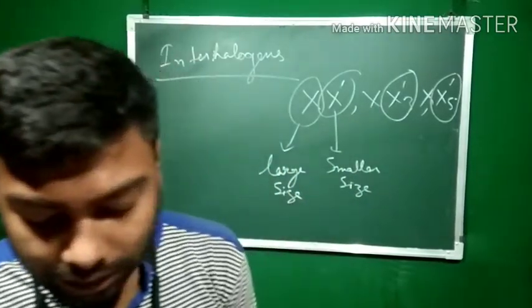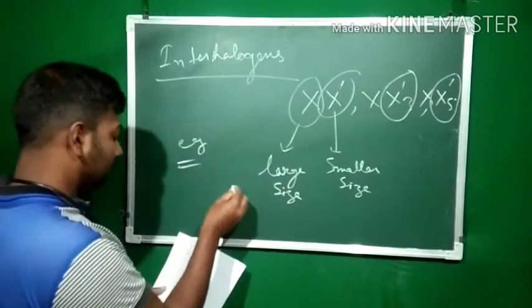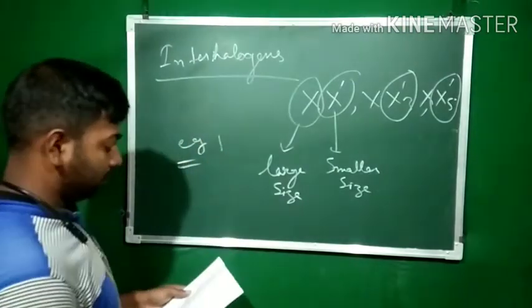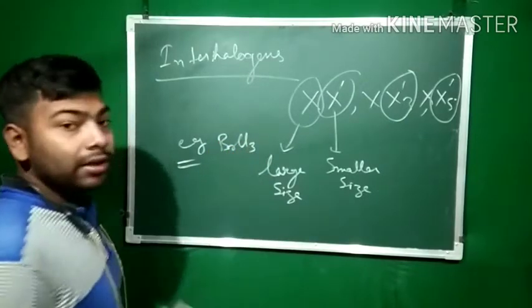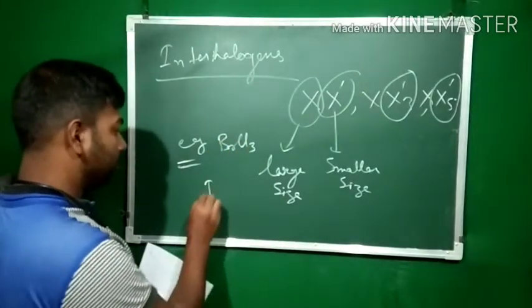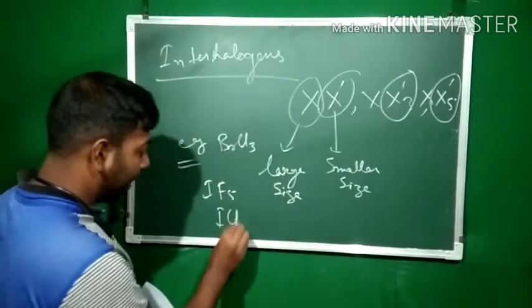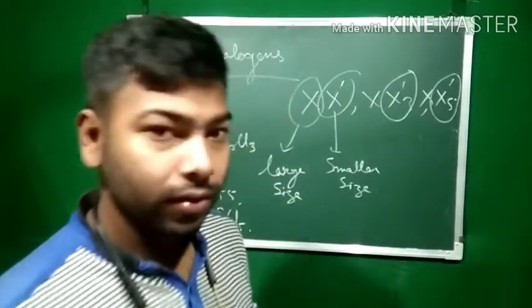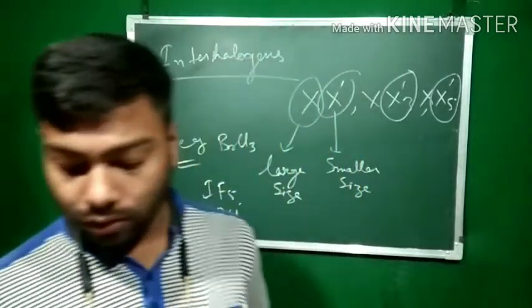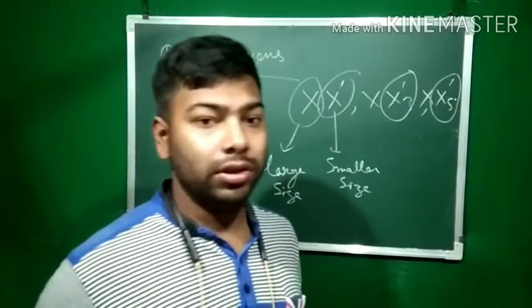Some examples I'm writing: BrCl3, IF5, ICl5. These are the examples. Up to now, we have discussed the chemical properties of halogens.